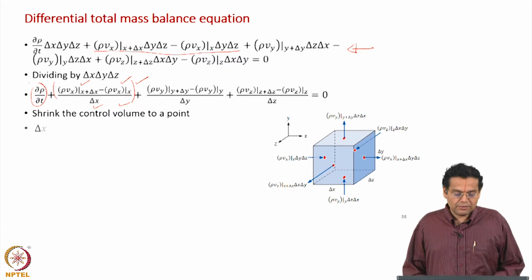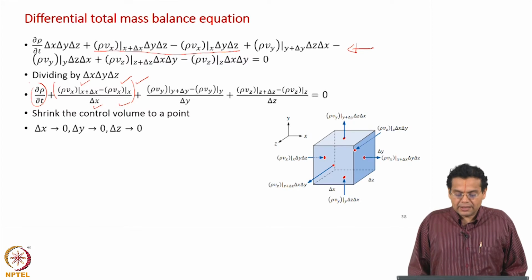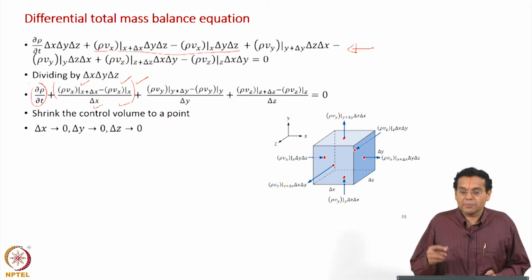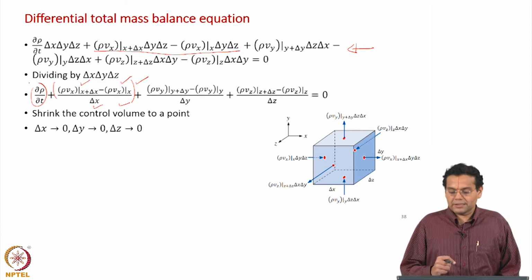So, that is what we write formally as delta x tending to 0, delta y tending to 0, delta z tending to 0. The entire control volume is made into a point, but the point also has the same shape of a cuboid. That is the point to be remembered.